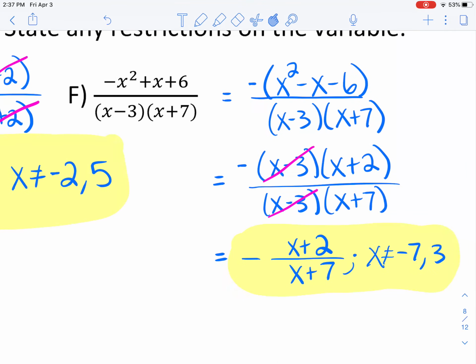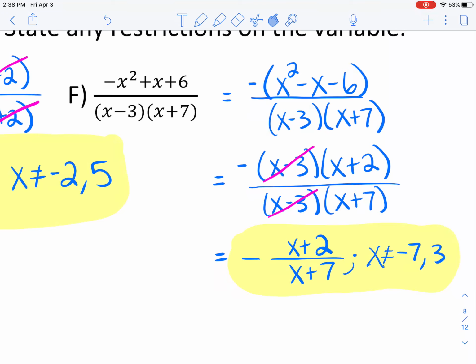And then on F, the denominator was already factored for you, so we're going to keep it. The numerator, notice that your negative is in front of your x squared term, so we're going to factor out a negative, which switches the signs of every term. So if we factor out that negative, it becomes x squared minus x minus 6. X squared minus x minus 6 factors to be x minus 3 times x plus 2. Leave that negative out in front for now. We can simplify. There's an x minus 3 factor on the numerator and the denominator. So this becomes negative x plus 2 over x plus 7.